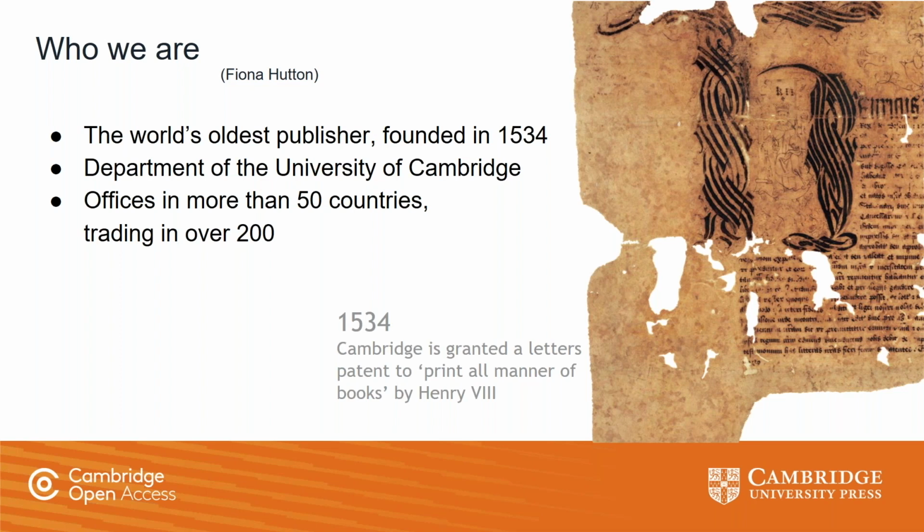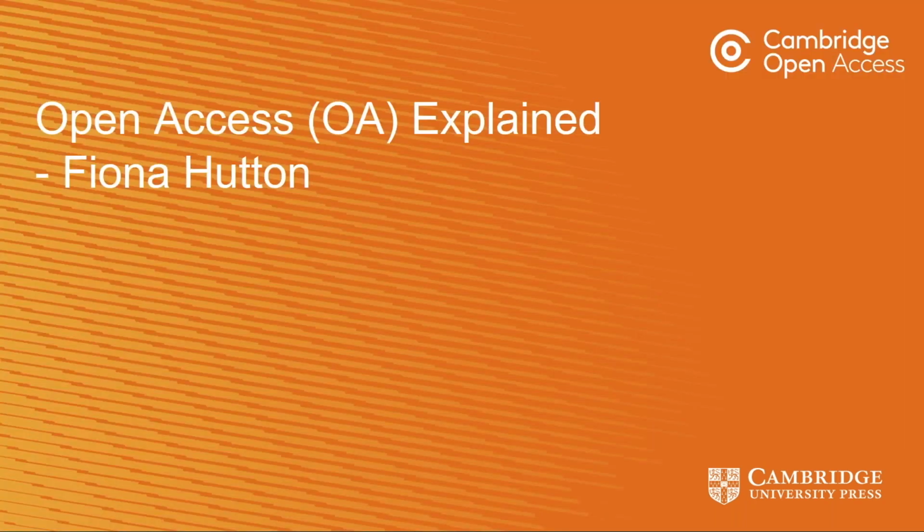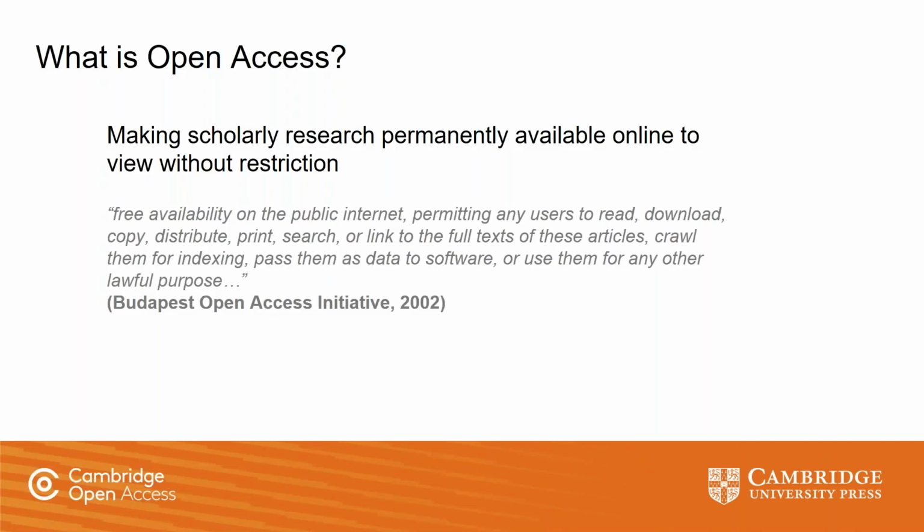Now, Cambridge University Press is one of a number of publishers that has a focus on publishing academic content, but there are 10,000 journal publishers globally, of which around 5,000 are included in indexes such as Scopus. So I'm going to take you through the most important aspects of open access and some of the main motivations behind it. So what is open access?